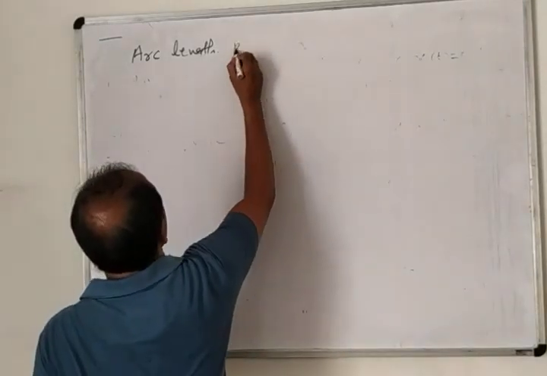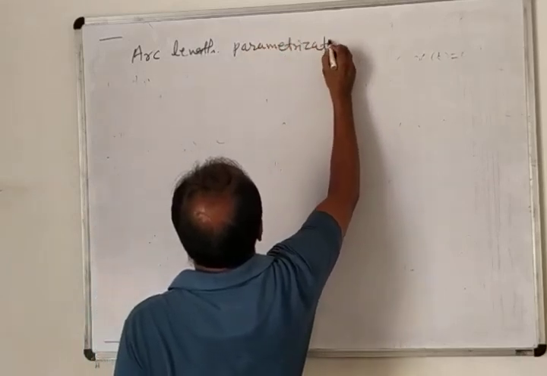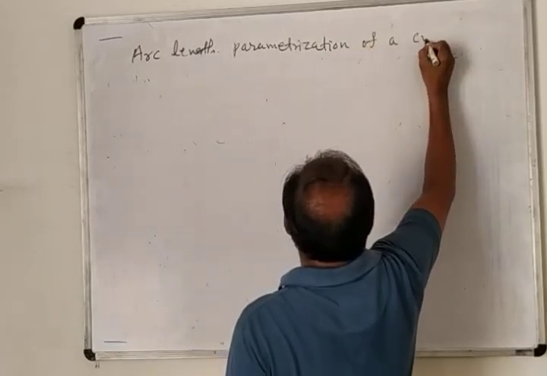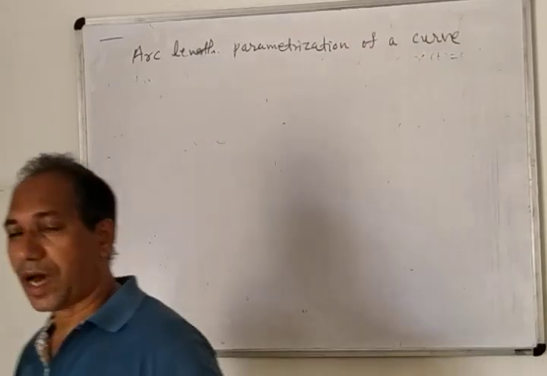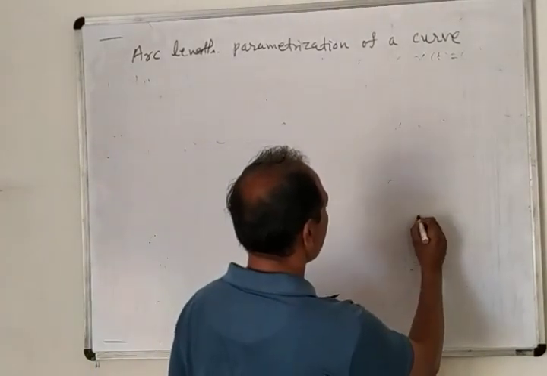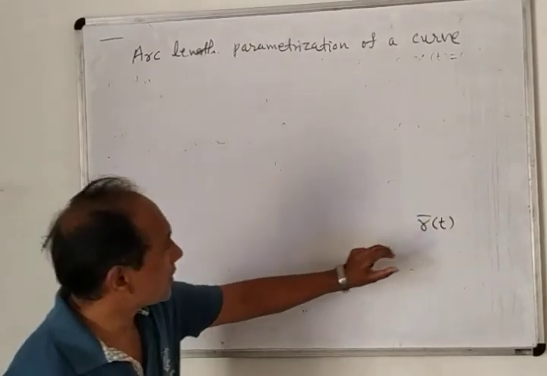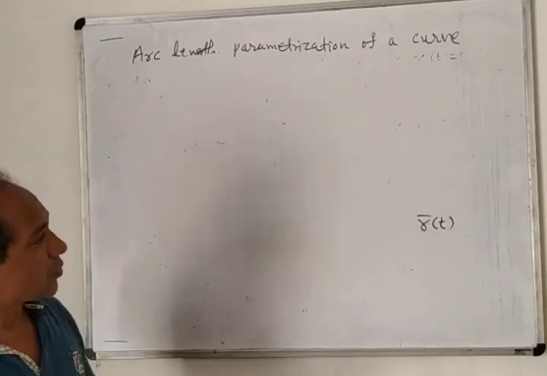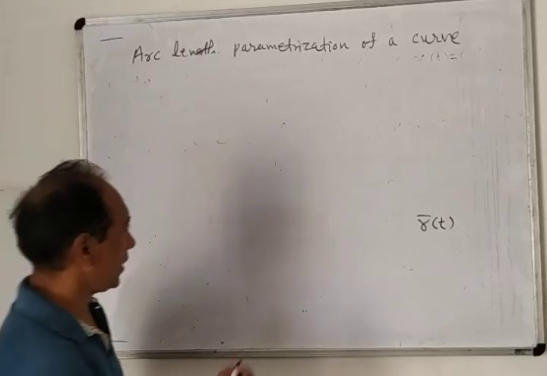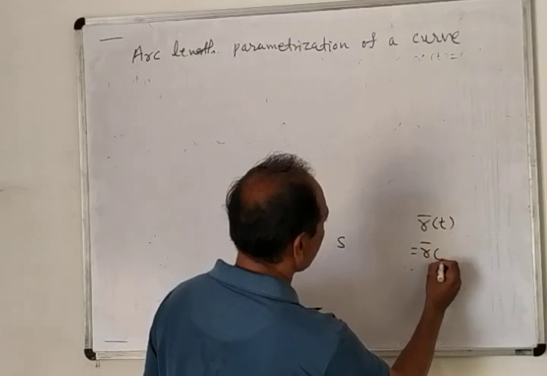Now let us see arc length parameterization of a curve. That means the equation of the curve will be given in terms of r bar t, that is, in terms of t. But here we want to represent this curve in terms of arc length. What is arc length? Arc length is s. So we want to obtain this equation in terms of s.